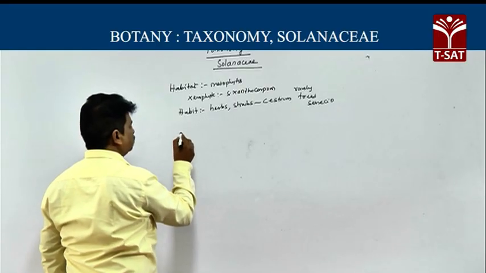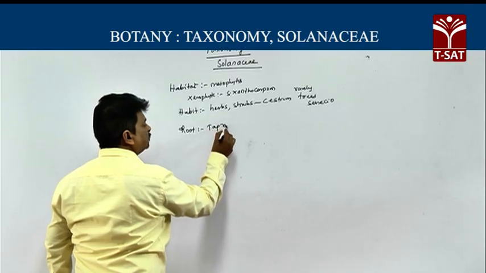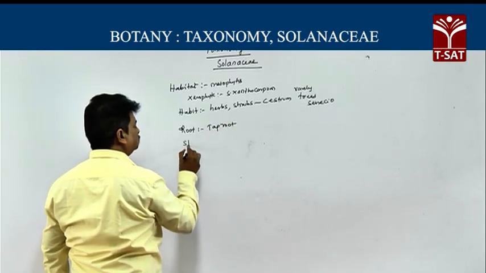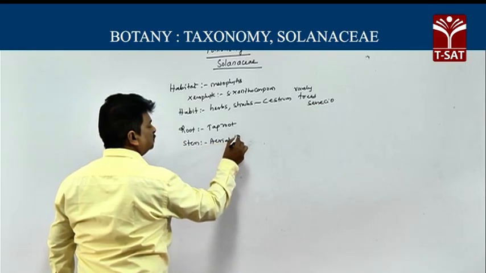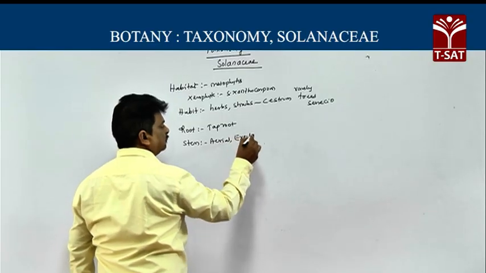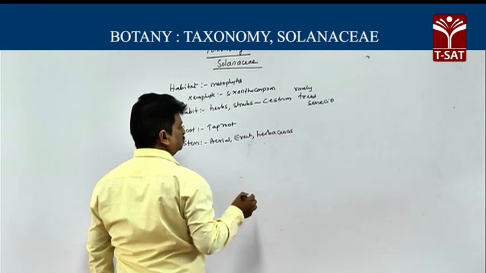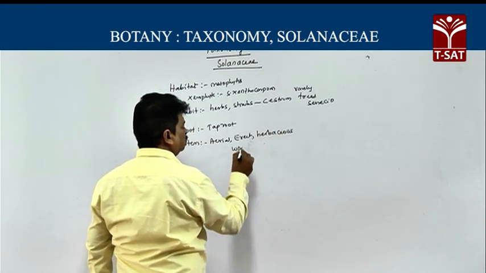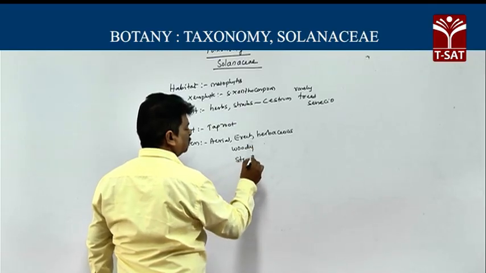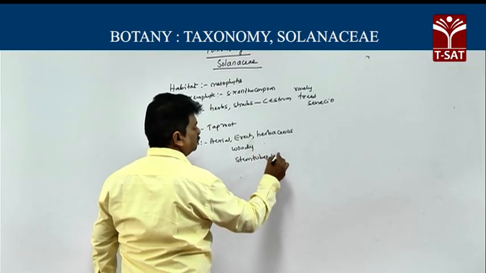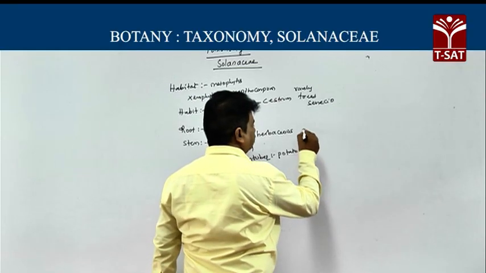Then vegetative characters, root system. Root is taproot. Next one, stem. Stem is aerial, erect, herbaceous or woody. Underground stem, stem tuber, present in potato.